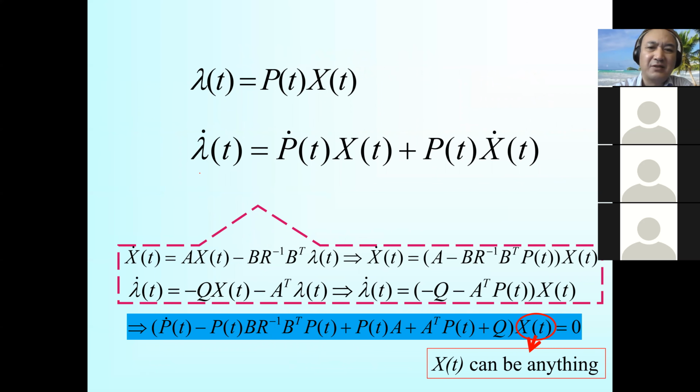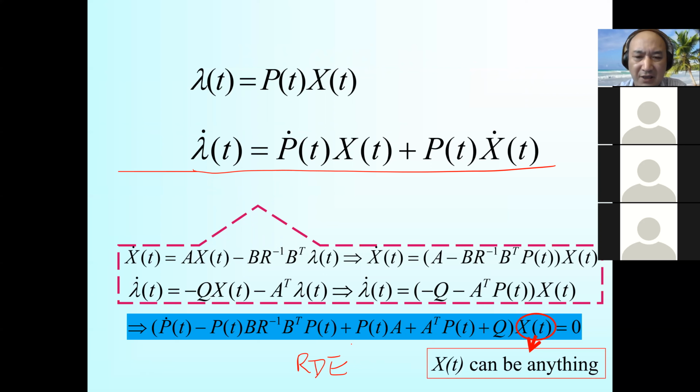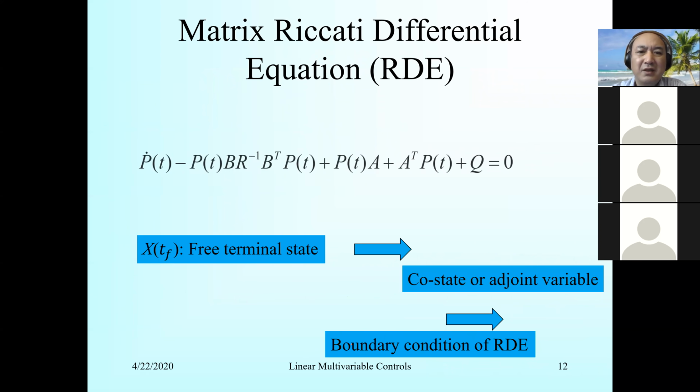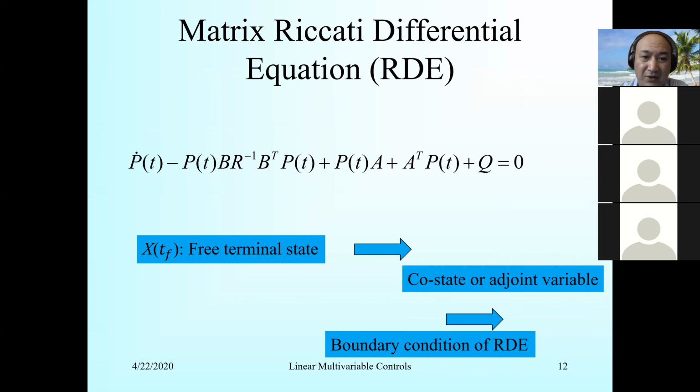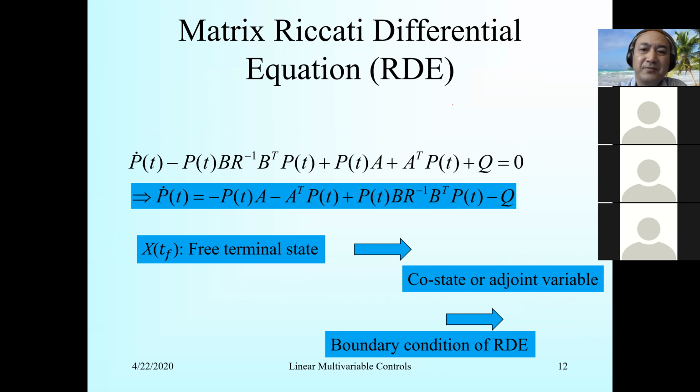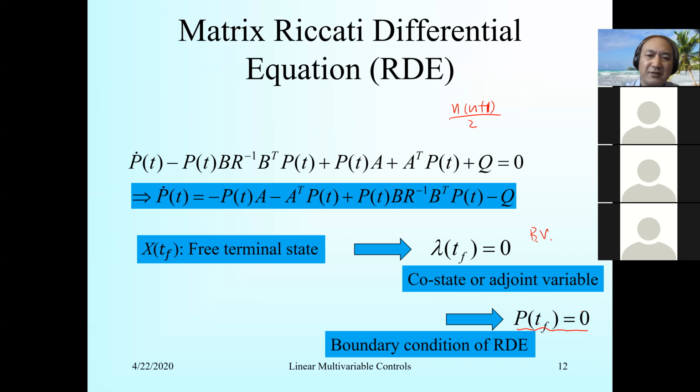So it turns out that lambda satisfies this one and satisfies this RDE, the Riccati differential equation, okay? This is in the matrix form, but P is symmetric, so we have n(n+1)/2 unknowns. We're going to see an example today. S_F is free terminal, co-state. This is like a boundary value, okay? We already specified this one due to the free terminal state. So in other words, P(T_F) is also 0. Why?